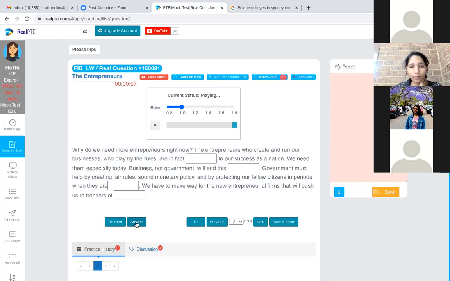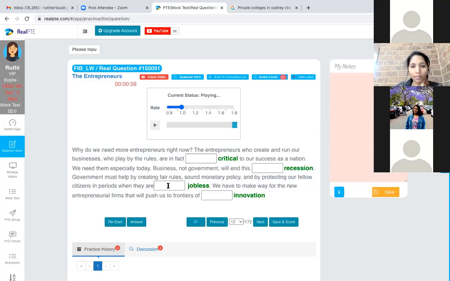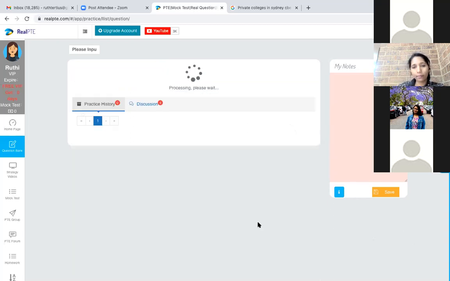Well done. All of you are on fire. So the first one is critical. Second one is recession, R-E-C-E-S-S-I-O-N, recession. The third one is jobless. And the fourth one is innovation. So let's do the last one. And then we can do half an hour of continuous write from dictation. 1, 2, 3, and start.